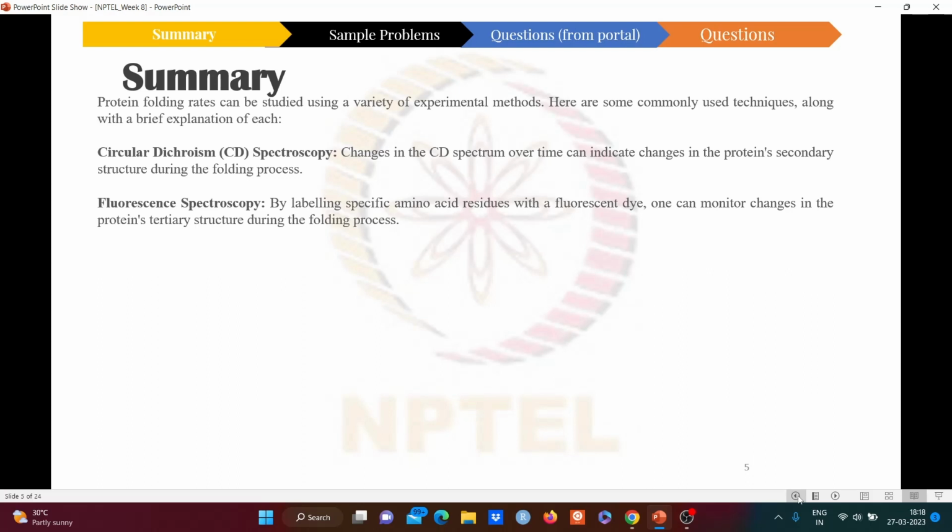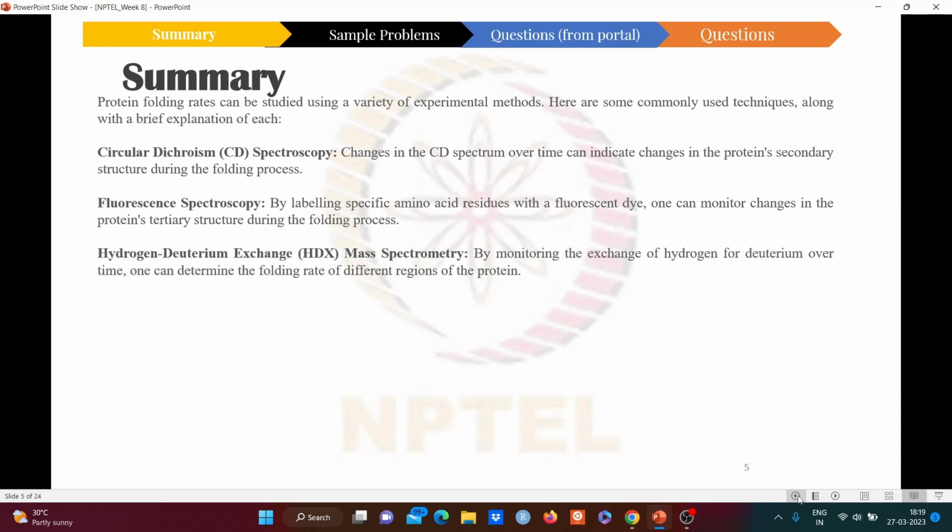By labeling specific amino acid residues with a fluorescent dye, one can monitor the changes in protein tertiary structure during the folding process. Next is mass spec. This method involves labeling the amide hydrogen atoms in the protein with deuterium, which is heavier than hydrogen. Then by monitoring the exchange of hydrogen for deuterium over time, one can determine the folding rate of different regions in the protein.